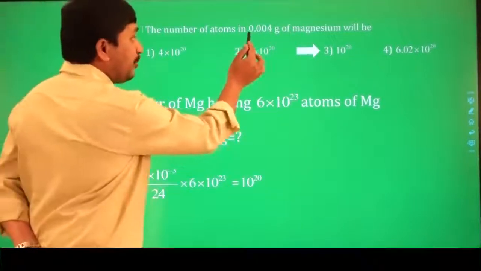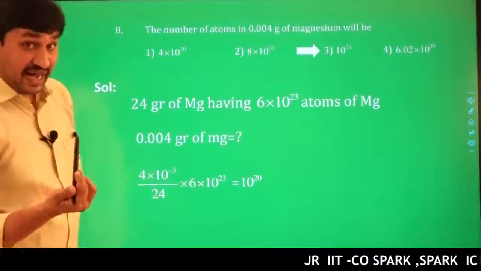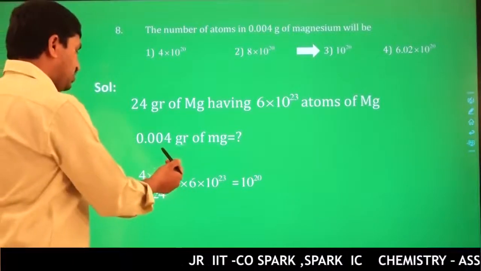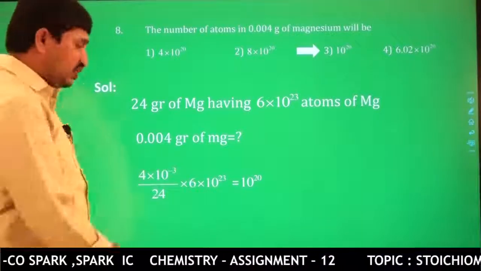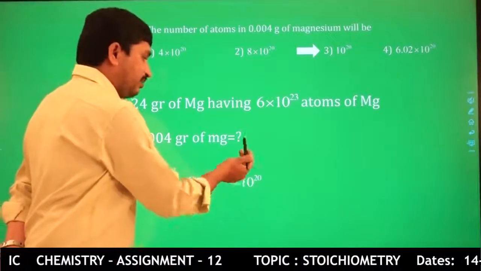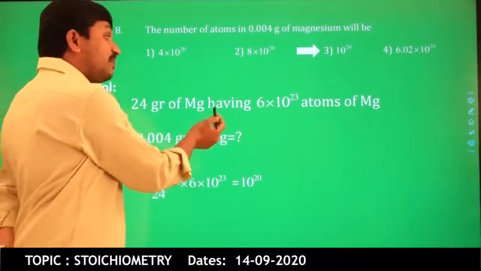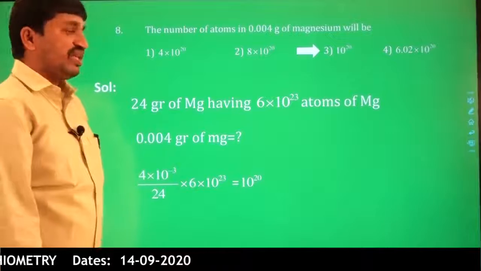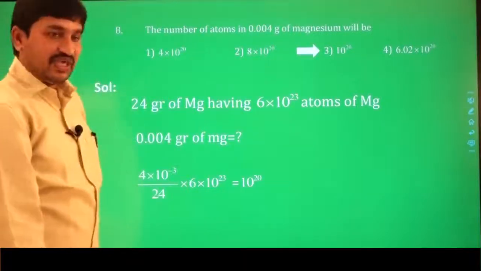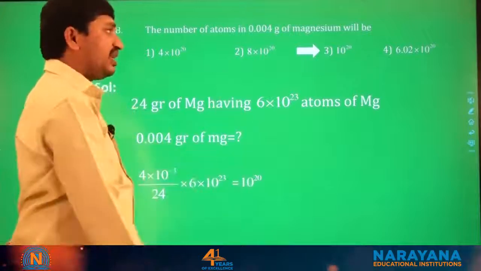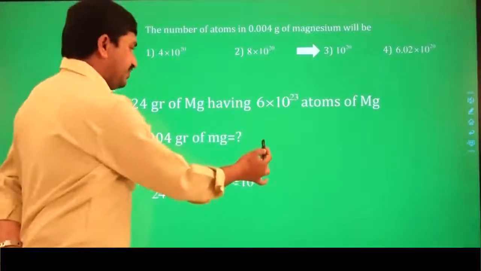Then 0.004 grams of magnesium has how many atoms? Then 0.004 by 24 into 6 into 10 power 23. You simplify this, you get the answer 10 power 20 atoms. That means 24 grams of magnesium contains 6 into 10 power 23 atoms of magnesium and 0.004 grams of magnesium contains 10 power 20 magnesium atoms. That is the third option. Got it? Go for the next question.